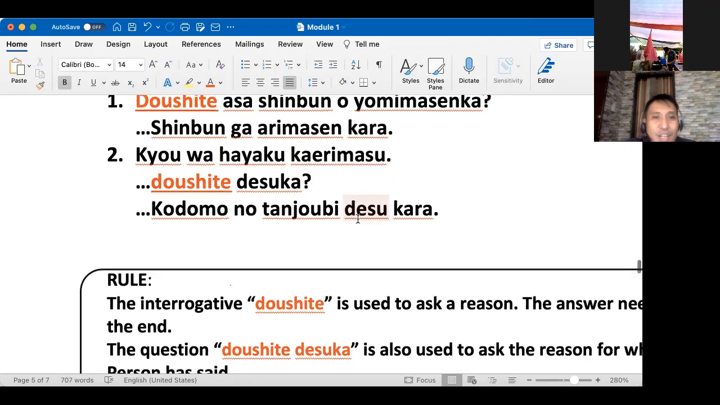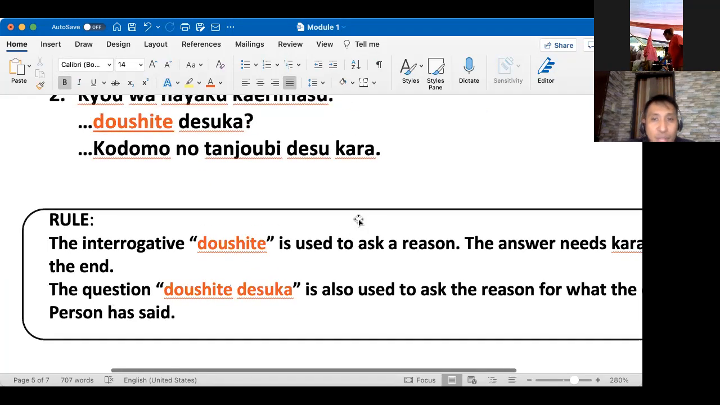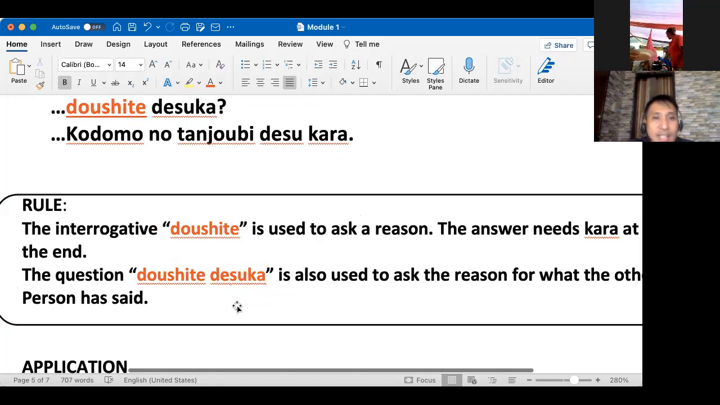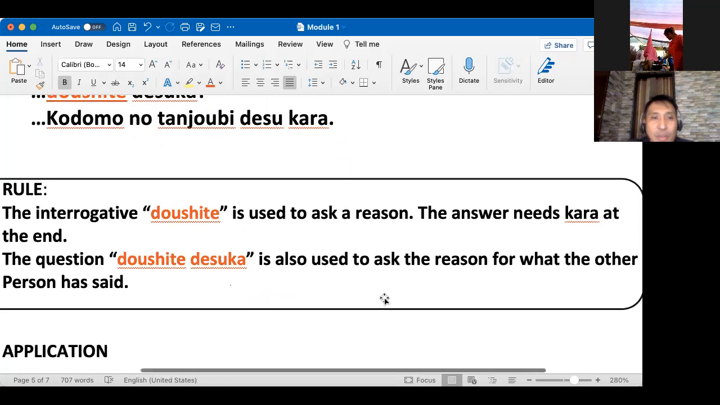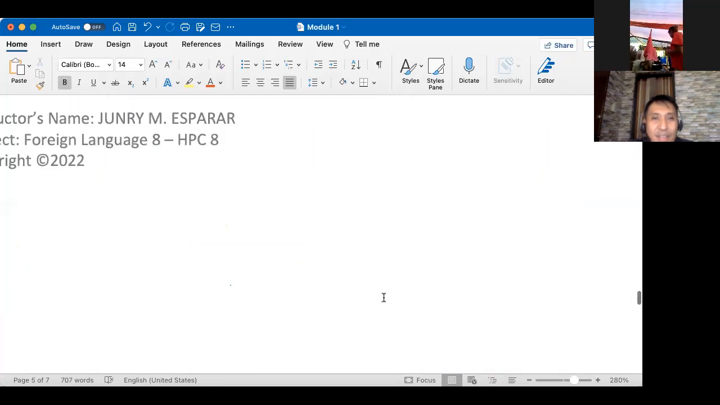Yan. Okay? So, the rule here says doshite is used to ask a person. The answer needs kara at the end. The question doshite desu ka? It is also used to ask the reason for what the other person has said. Okay? So, yun yung ating ano. And then you answer this activity.